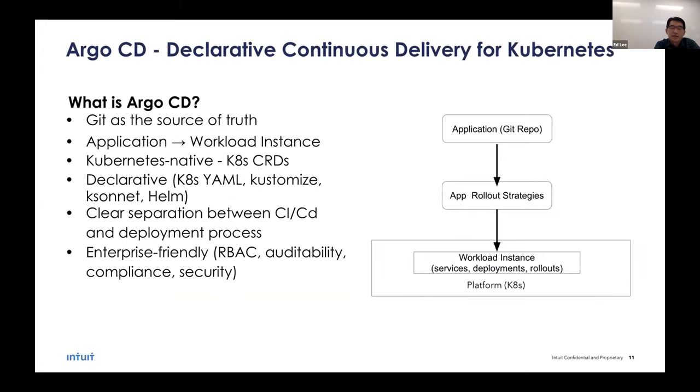Argo CD is a declarative continuous delivery tool for Kubernetes. In terms of the definition of terms that the SIG App Delivery is currently working on, you see a picture of that on the right side. You have an application which is declaratively specified. It's most likely residing in a Git repo. And there are rollout strategies which take those specs and realize them into running workload instances, which consist of services, deployments, rollouts, pods, et cetera, on our target platform, which in our case is Kubernetes. And we're able to do this in a very declarative, Kubernetes native way.